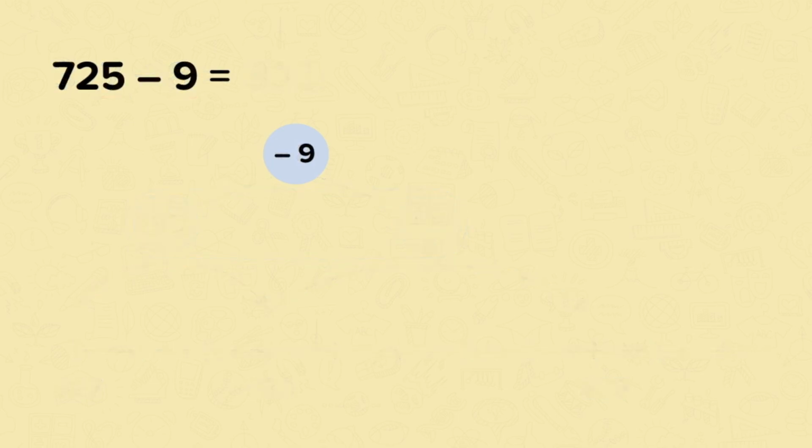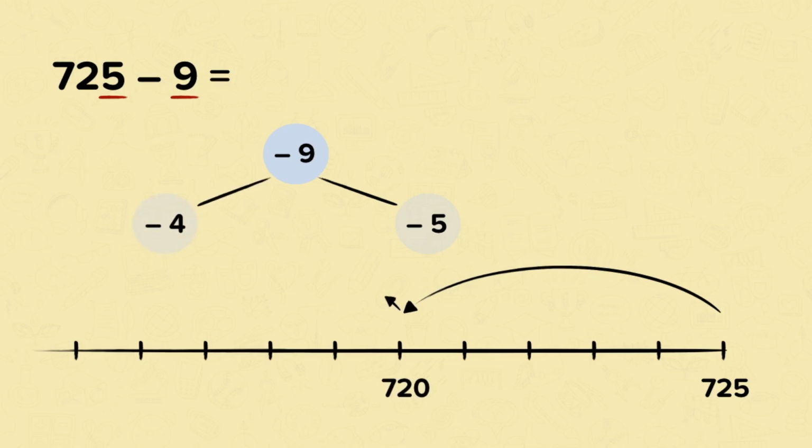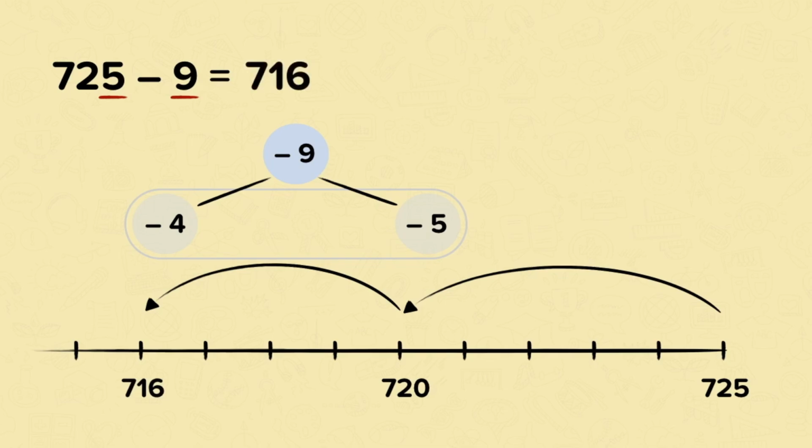Now let's look at a subtraction calculation. Again, we'll focus on the ones. 5 subtract 9. We're going to need to bridge through 10 here, as 9 is greater than 5. We'll show this on the number line. So we count down until we get to the previous 10. To do this, we'll need to subtract 5. 725 subtract 5 is 720. Now we need to subtract another 4 because then we'll have subtracted 9 in total. 720 subtract 4 is 716. So this is our answer.